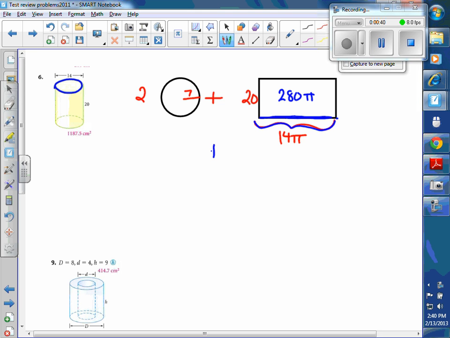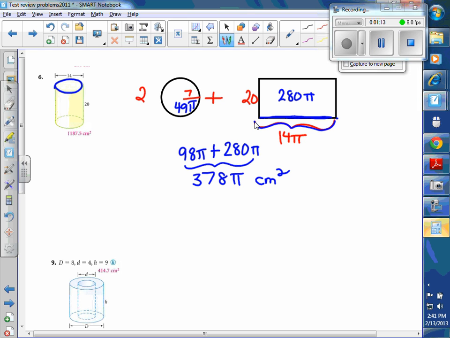And so then you have the 280 pi plus, this is 49 pi, but there's two of them, so you have 98 pi. So altogether, what is that, 378, right? And the units are... Wait, why does that say 1,000 centimeters? Oh, and then we have to multiply by pi. Right, that's right, they multiply by pi.